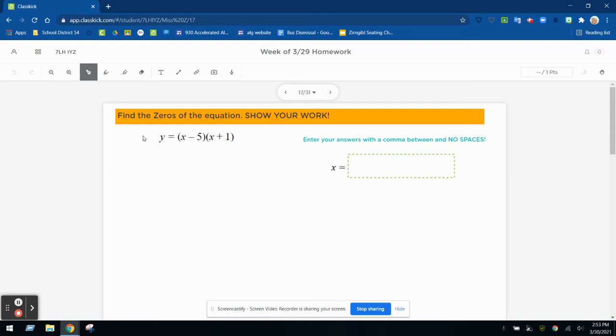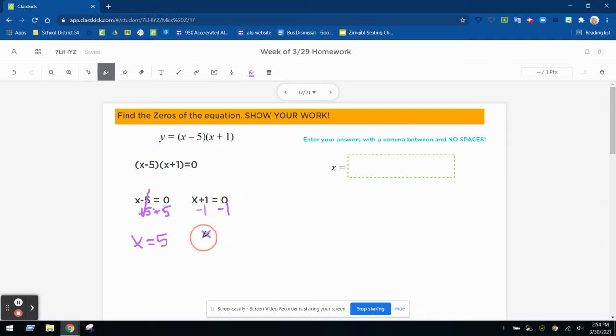The second problem also has already given us both factors. Super nice of them. So we're just going to get rid of the y and set it equal to 0. And then we're just going to split it up into two equations where each factor equals 0. So we have x minus 5 equals 0, and then we have x plus 1 equals 0. And then we're going to use our inverse operations to solve. So we'll add 5 to both sides, so we get x equals 5, and we will subtract 1 from both sides to get x equals negative 1. So our solutions are 5 and negative 1.